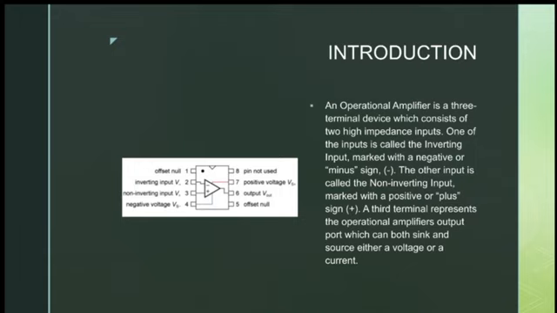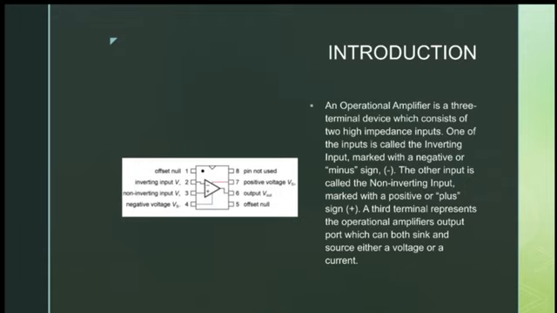It is a three-terminal device which consists of two high impedance inputs. One of the inputs is called the inverting input, marked with a negative sign, and the other is the non-inverting input, marked with a positive sign. And a third terminal represents the operational amplifier's output port, which can both sink and source either a voltage or a current.